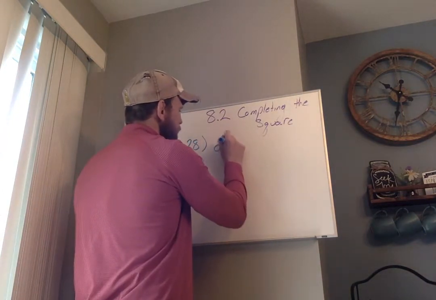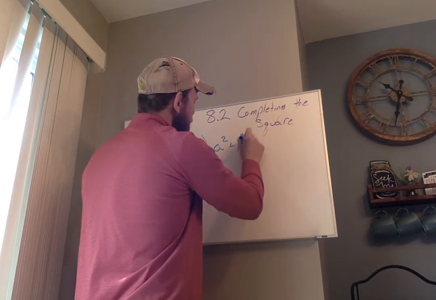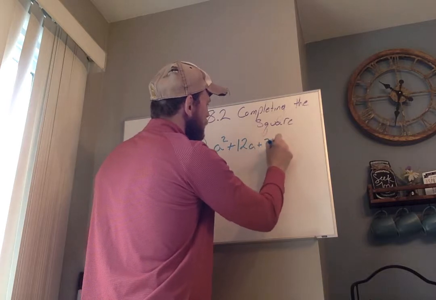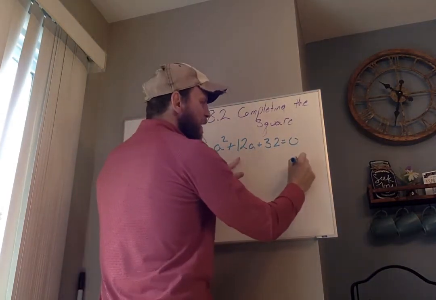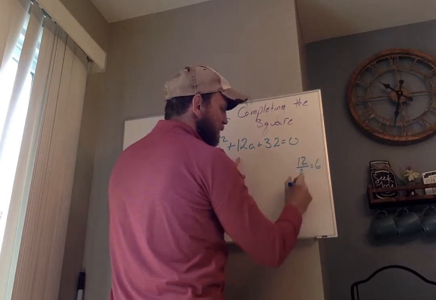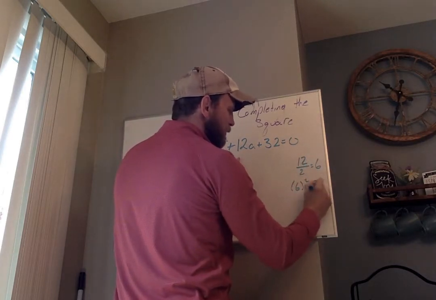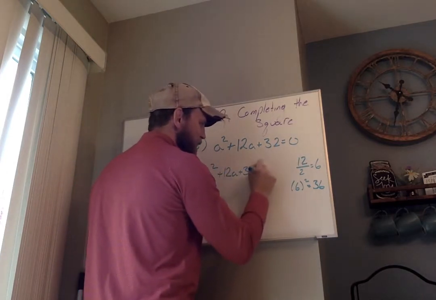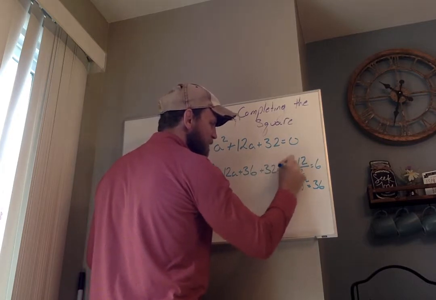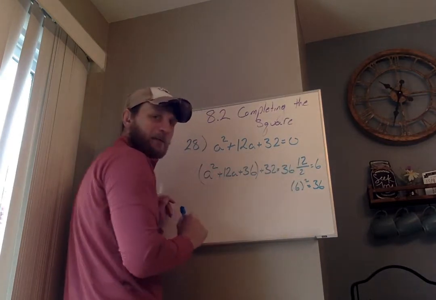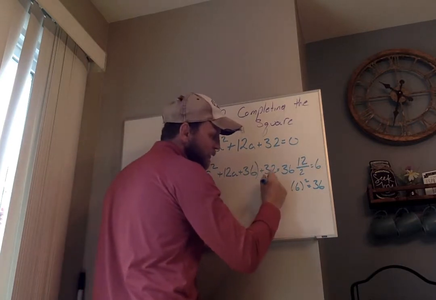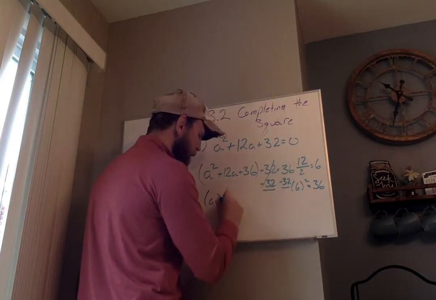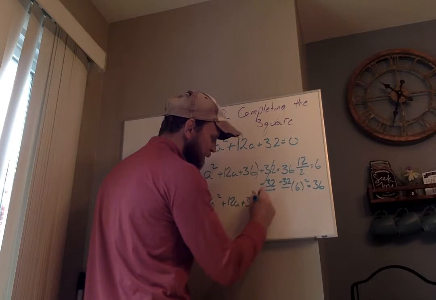Okay. It's a squared plus 12a plus 32 equals 0. So I'm going to take the 12 divided by 2, that's 6. And the square, it's 36. So I have a squared plus 12a plus 36 plus the 32 equals 36. Trying to get that by itself, so I'm going to move the 32. A squared plus 12a plus 36 equals 4.